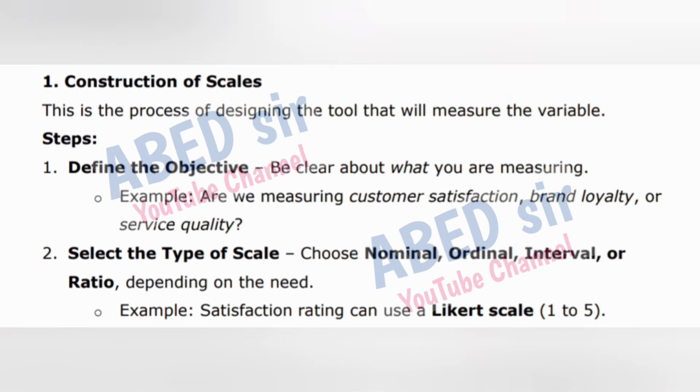1. Construction of scales. This is the process of designing the tool that will measure the variable. Steps. 1. Define the objective. Be clear about what you are measuring. Example: are we measuring customer satisfaction, brand loyalty, or service quality? 2. Select the type of scale. Choose nominal, ordinal, interval, or ratio depending on the need. Example: satisfaction rating can use a Likert scale, 1 to 5.